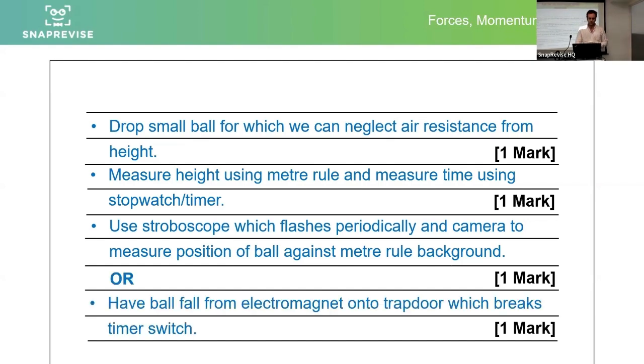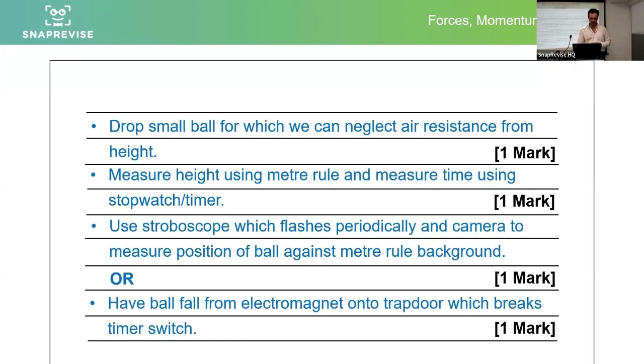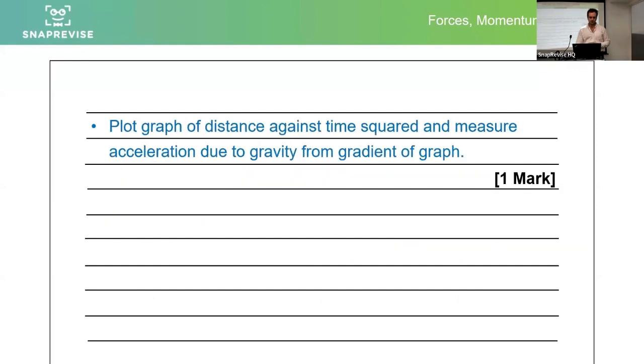Or have the ball fall from an electromagnet onto a trapdoor, which breaks a time switch. That's what we had on the previous slide. Okie dokie. So I think those are supposed to be 4 alternatives. Plot a graph of distance against time squared. Why would we choose that?